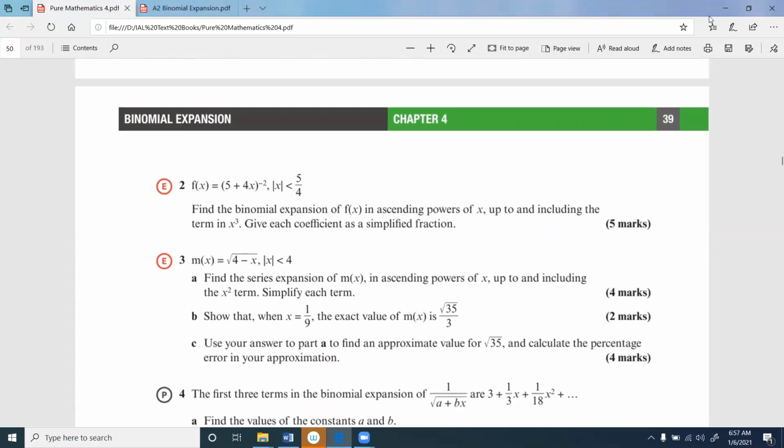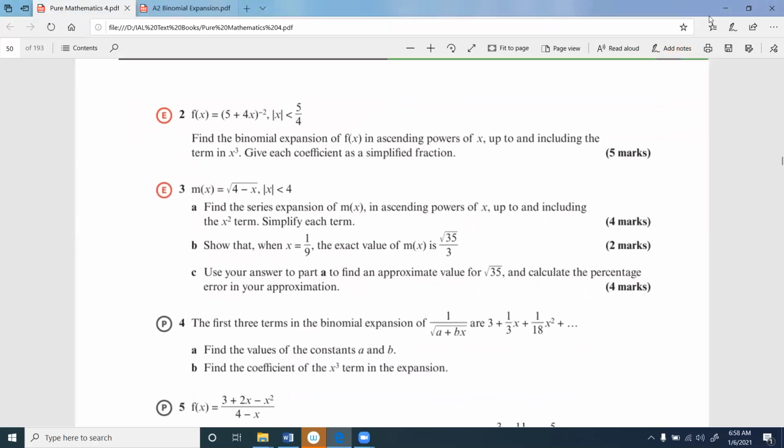Then they mention f(x) is 5 plus x to the power minus 2. This boundary condition I'll explain later in the next video. Find the binomial expansion of f(x) in ascending powers of x up to and including the term x to the power 3. That is the usual instruction they mention, up to which level we should write it. So you can just do the expansion as we did. Over here you can take 5 out, and that is 5 to the power minus 2, same technique we use. Let's go ahead with this bit.